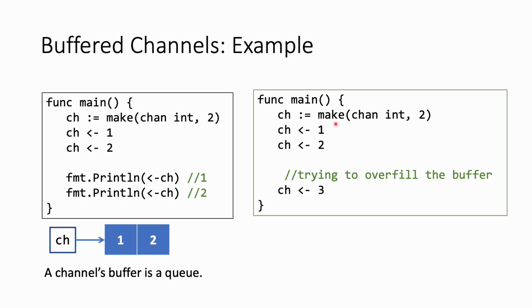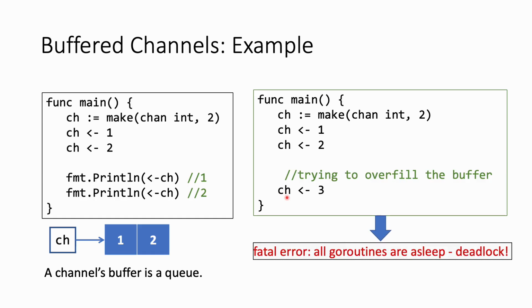In the main function on the right, we also create a channel ch with capacity 2 and make two sends to channel ch as in the main function on the left. But then instead of receives from ch, we make another send to ch, trying to overfill the buffer of the channel. This leads to a fatal error with the error message: all goroutines are asleep, deadlock.